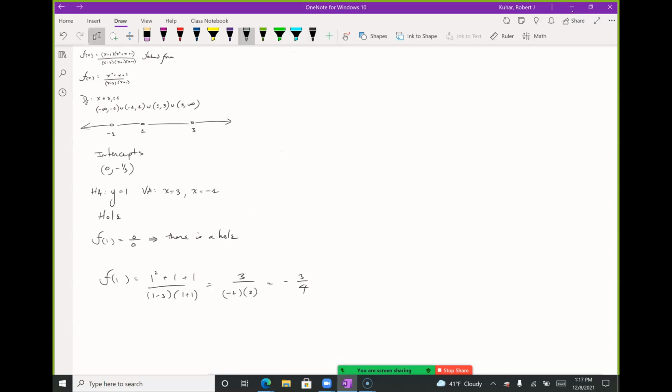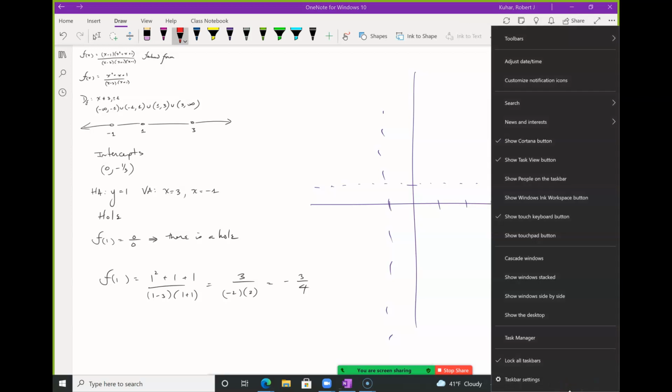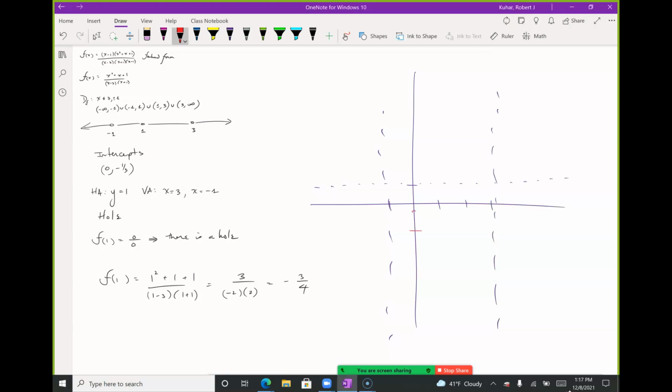I think I'm ready to draw. XY axis. Vertical asymptote at y equals 1. Sorry, horizontal asymptote at y equals 1. Vertical at negative 1 and 3. I have the point 0, negative 1/3, right? And at 1, I have a hole at negative 3/4.